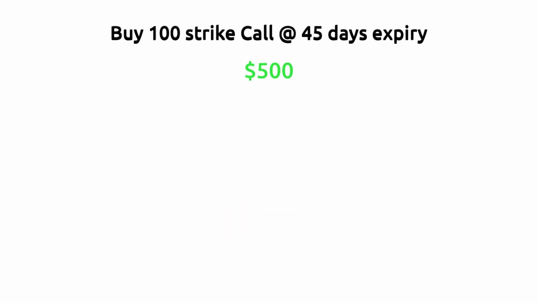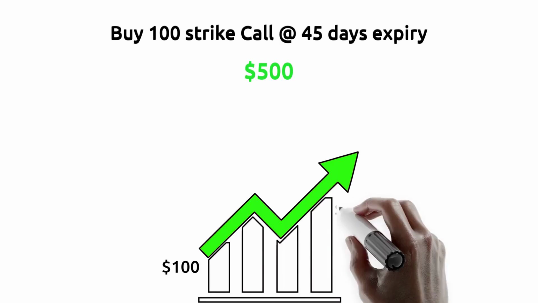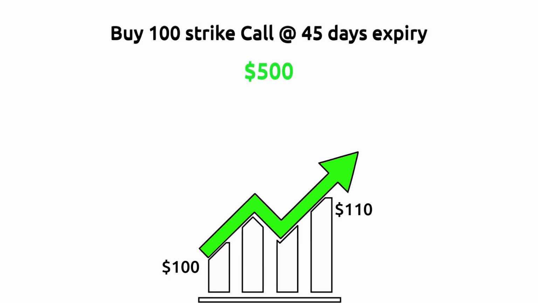Scenario number 1. You buy the call option and the stock price moves from $100 to $110. You own the $100 strike call option. What you could do now is exercise your call. Exercising your option simply means you decide to take advantage of the rights the option contract gives you to buy the stock at a lower price.